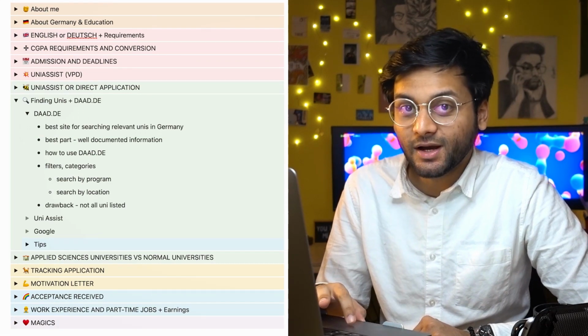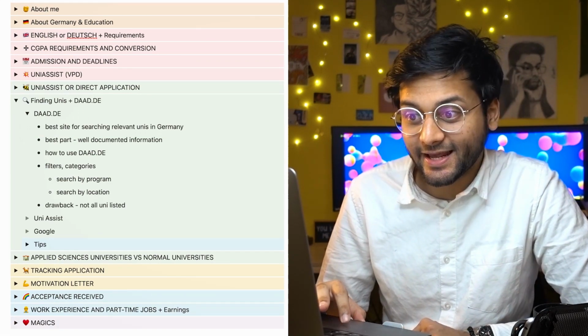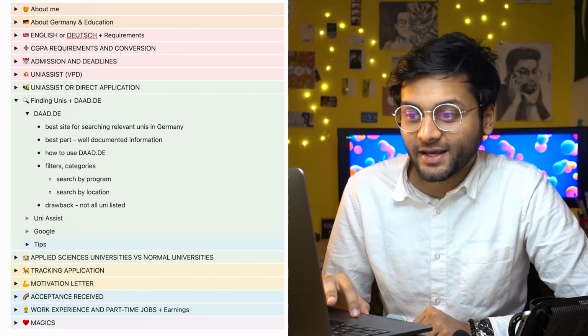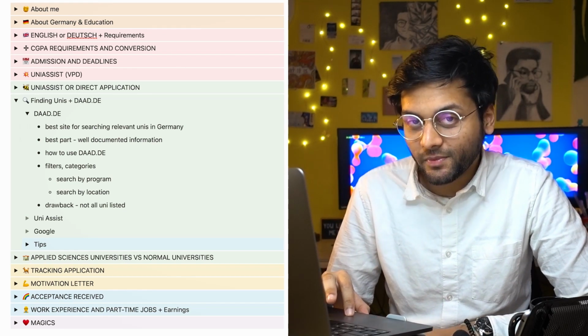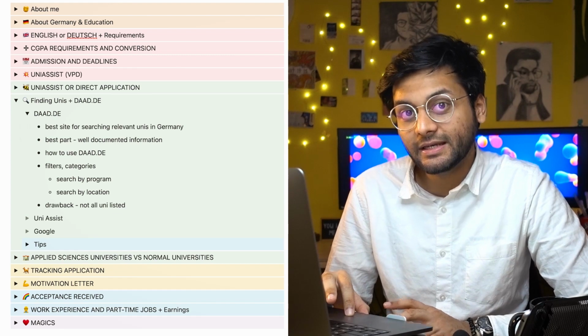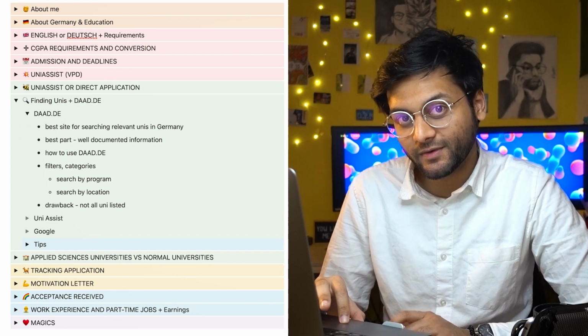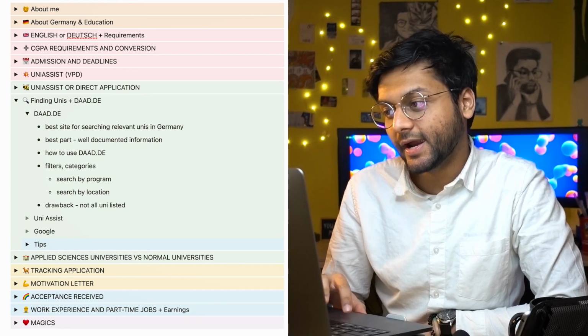Next section is about how to find universities and what is DAD. So DAD is like the best website where you can find your German degree programs. It is very well documented, and all of the information which you might need as a prospective student, you can find it there.